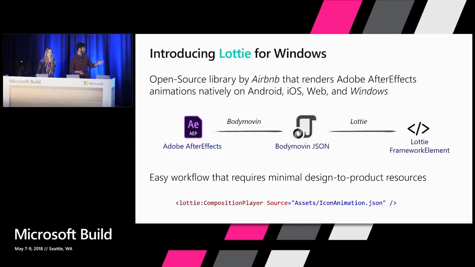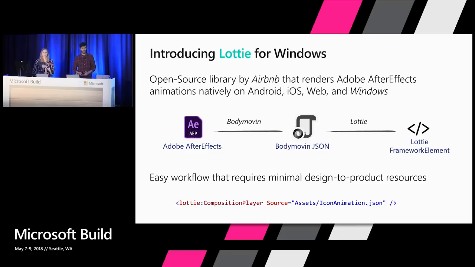For Windows, what we did was we took that data exported from After Effects and we translated it to a tree of composition shapes, composition animations, and brushes, and we surface it to you as a single custom framework element in XAML with playback capabilities. Now, what this means is that this is actually down to just a single line of XAML like the one on the slide. So we've really cut down on the resources required to move from idea or design to product or code.